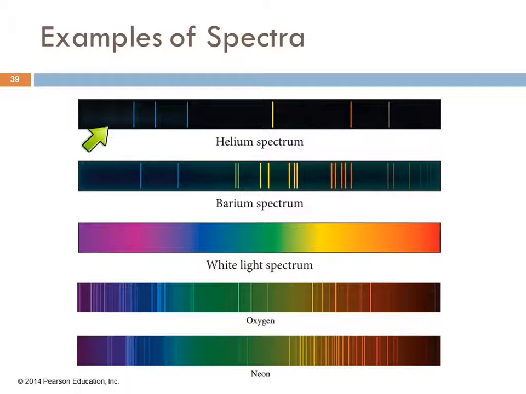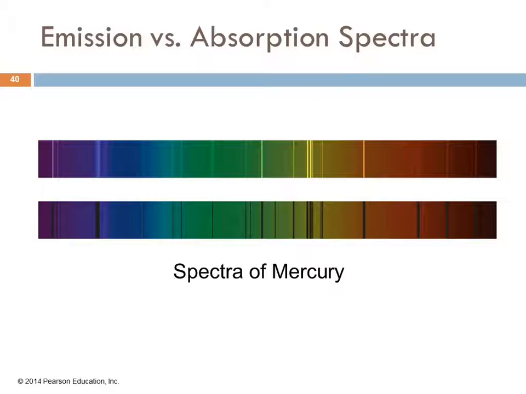Here's the helium spectrum, a little more complicated. Barium is more complicated than that. Here's white light. This is what the sunlight looks like. You see a continuous spectrum. Oxygen and neon. Neon's got lots of lines in here. So those are examples of emission spectra of elements. Is there any kind of pattern with mass? About the only pattern I could say is that the higher the mass, the more complicated and the more lines there would be, generally.